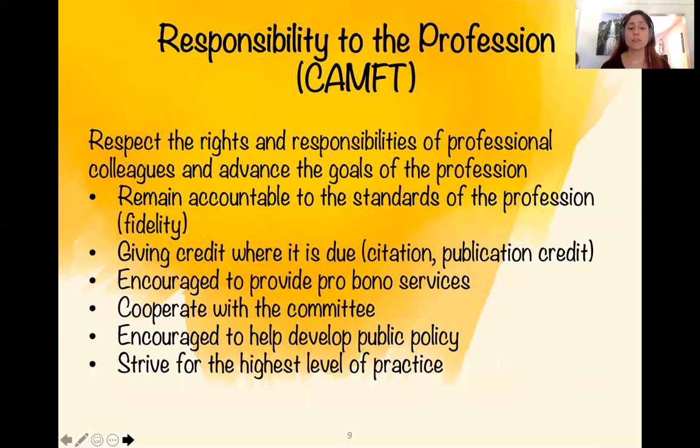Responsibility of the professions, having to do with CAMFT. This is very similar to the last one, in really trying to uphold what it is to be an MFT. And one thing that I really like about this theme is that it encourages us to get involved in public policy and to try to advocate for mental health services and the needs of our clients.